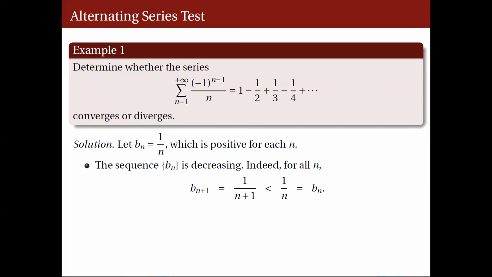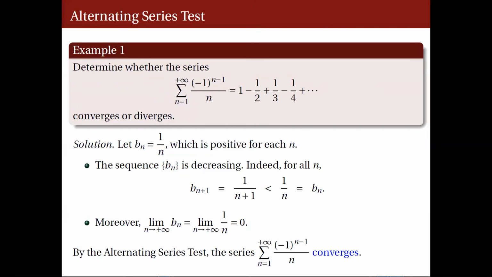In this case, ang b sub n plus 1 equal to 1 over n plus 1 ay mas maliit sa 1 over n which is equal to b sub n dahil mas malaki ang denominator ni b sub n plus 1. Ang pangalawang condition, kukunin natin ang limit ng b sub n as n goes to infinity. For this example, ang limit ng 1 over n ay equal lang sa 0. Thus, by alternating series test, the series converges.